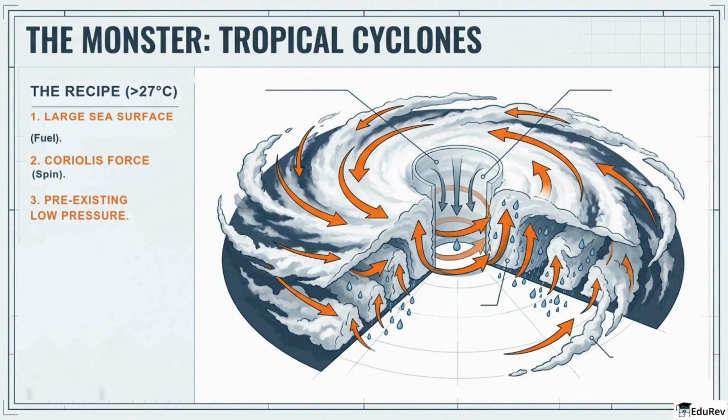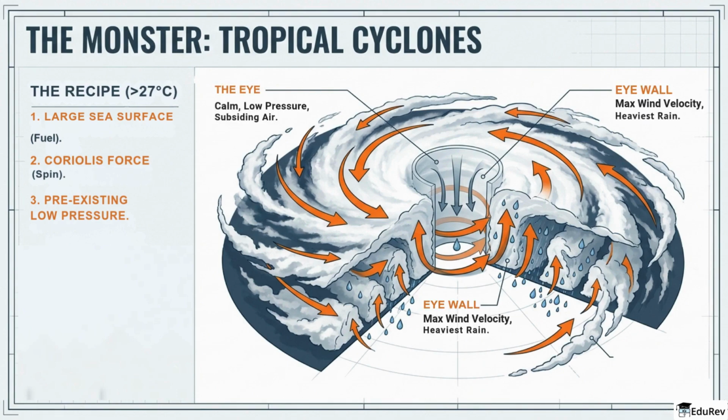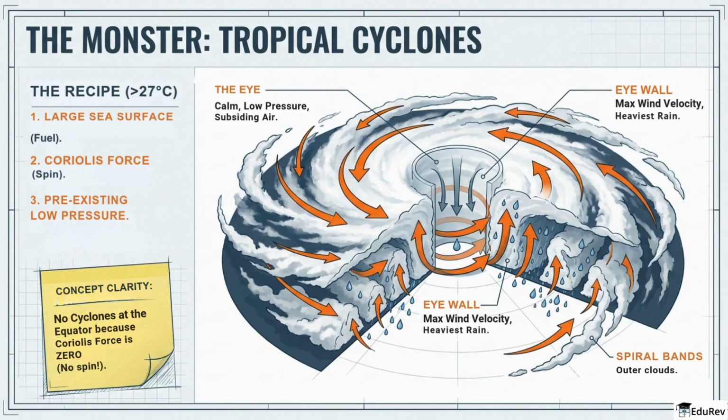Now the structure. The eye is calm, low pressure with subsiding air. The eye wall is the violent ring, maximum wind velocity and heaviest rain. Outside are spiral bands, the outer cloud bands. Here's a trap you need to be aware of. No cyclones exactly at the equator because Coriolis force is zero, so there's no meaningful spin.